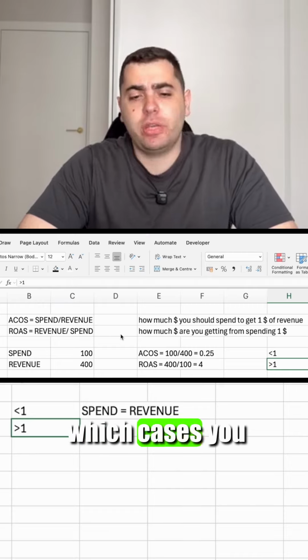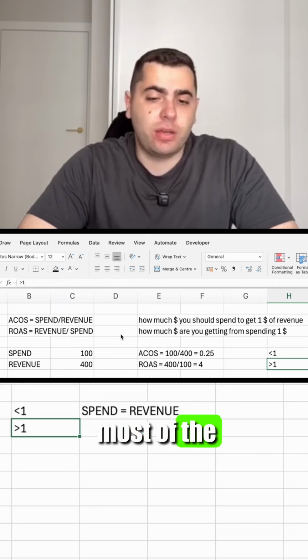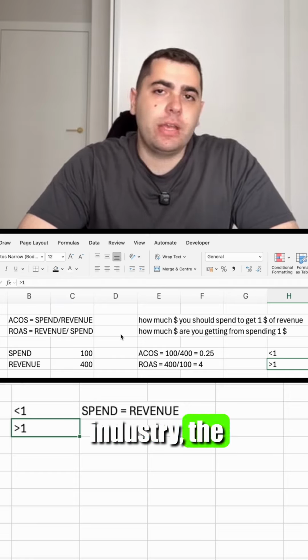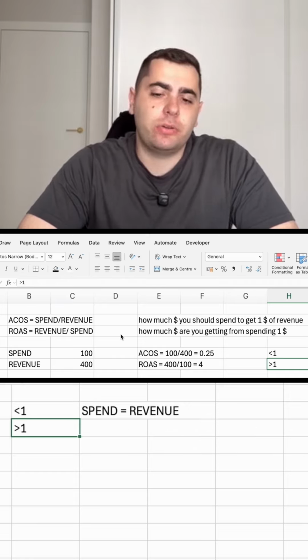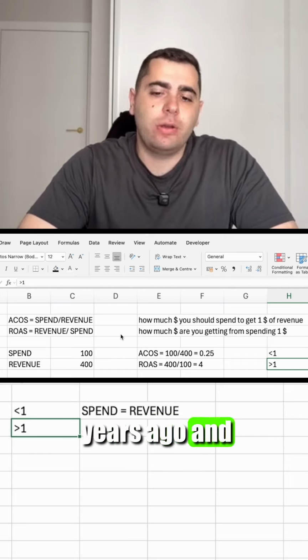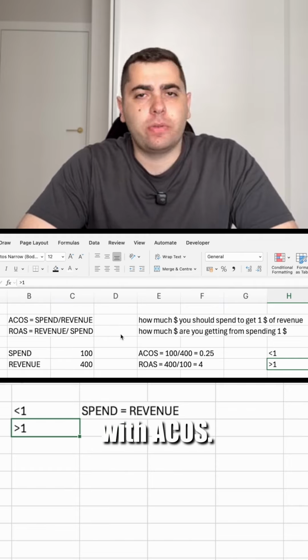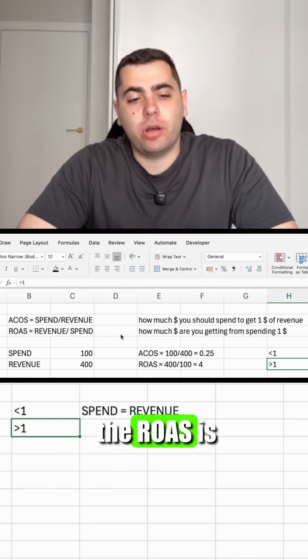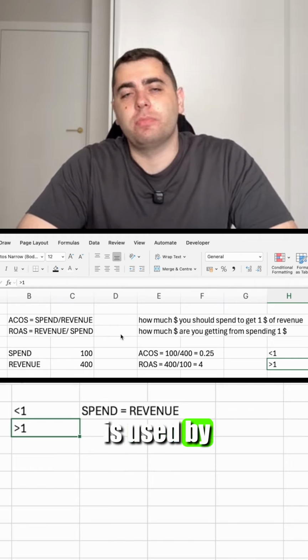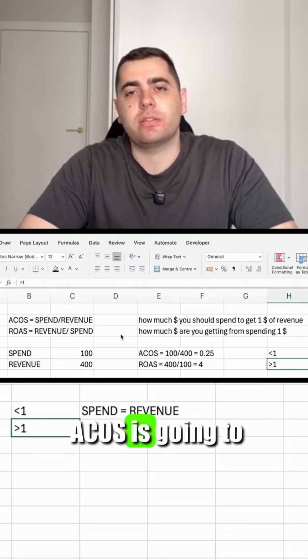Summing up, in which cases you want to use an ACOS. For me, and for most of the people in Amazon industry, the ACOS is the more common indicator. Amazon originally introduced this indicator many years ago, and that's why Amazon industry basically operates more with ACOS. At the same time, the ROAS is something which is used by everybody else, right? In Facebook ads and Google ads, you're not going to see an ACOS. ACOS is going to be only on Amazon.